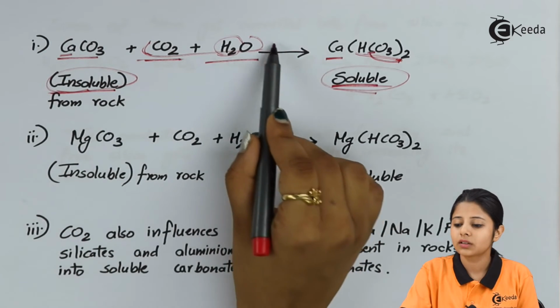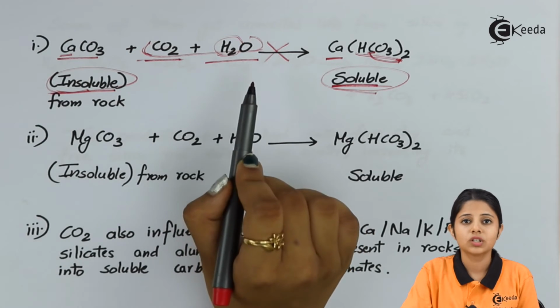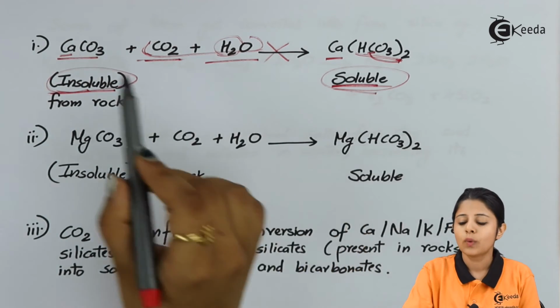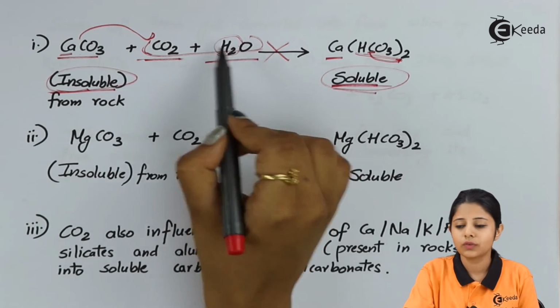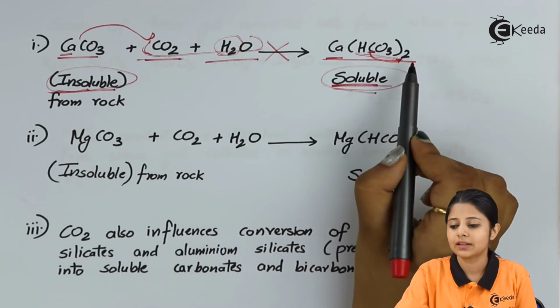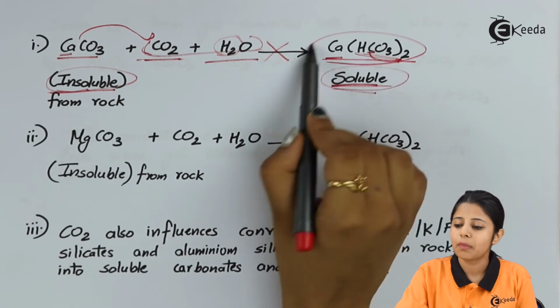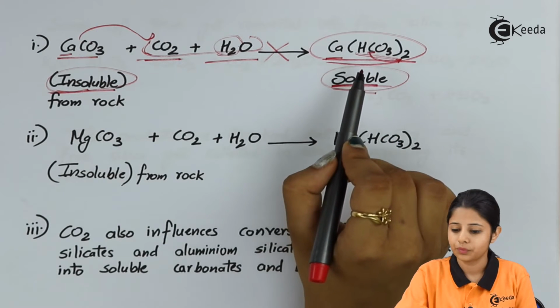If you notice, there is nothing on the arrow as well. Why? Because this reaction does not need any external influence. It's a spontaneous reaction. Whenever CaCO3 will see CO2 in presence of water, it will immediately form soluble Ca(HCO3)2. This is calcium carbonate forming calcium bicarbonate, which will lead to temporary hardness of water.